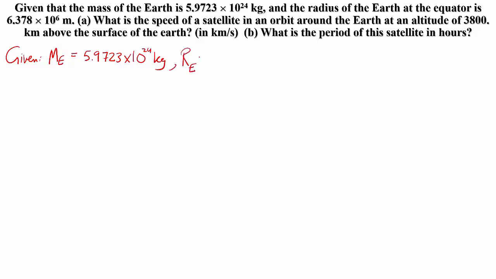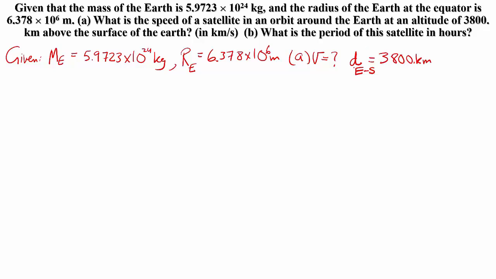So you are given the radius of the Earth. And the question is, what is the speed of a satellite in an orbit around the Earth at an altitude of 3,800 kilometers above the surface of the Earth? So in part A, you are asked to find the velocity of the satellite. And you are given that the satellite is at an altitude. So this is the distance from the surface of the Earth to the satellite, and it's 3,800 kilometers, 4 significant digits here.